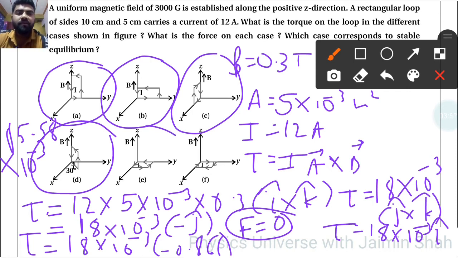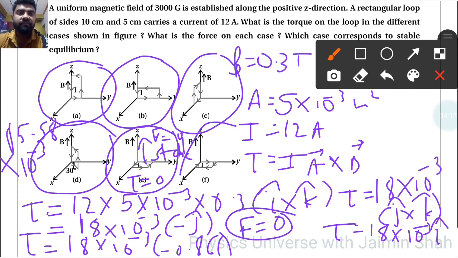Now we are coming to this one. Now the plane's area vector is in the upward direction, and the magnetic field is also in the upward direction, so the torque will be 0 because sin 0 is 0. The force here is also 0. So this is called stable equilibrium because both are 0.